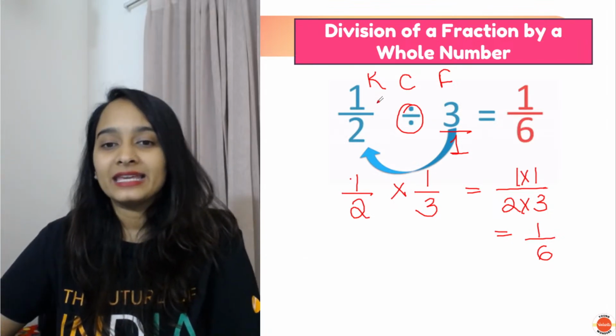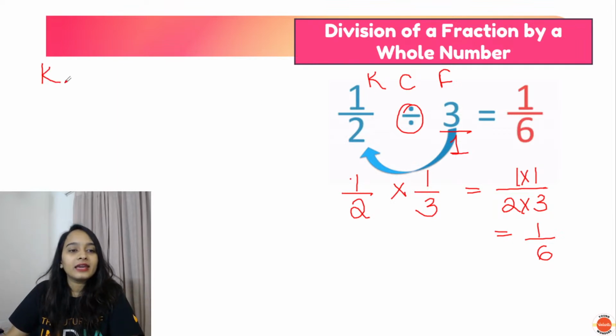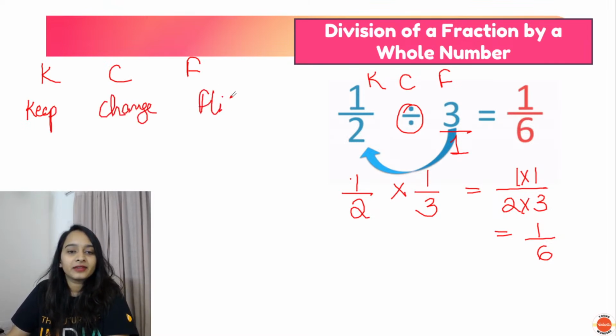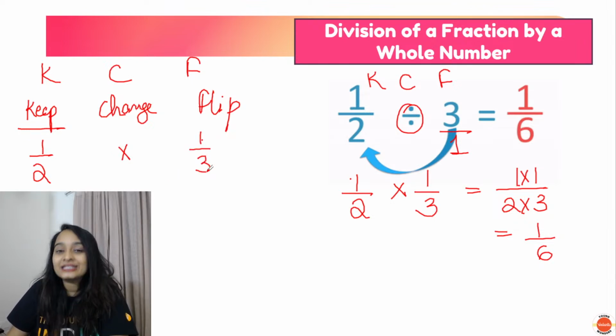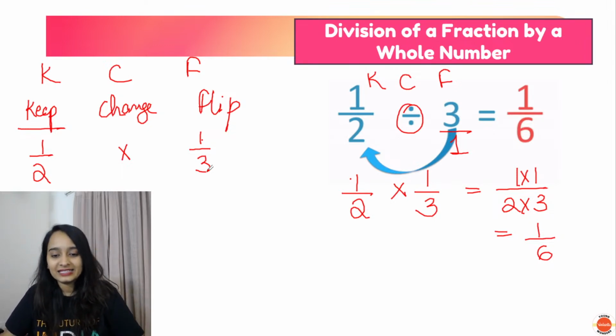What is that? KCF is keep, change, flip. Okay? Keep the first fraction as it is. Change your division sign to multiplication sign. Flip means reciprocate your second fraction. That's it. Easy peasy.